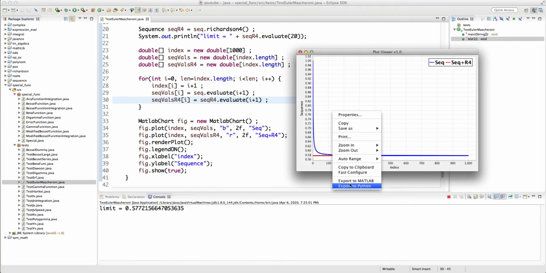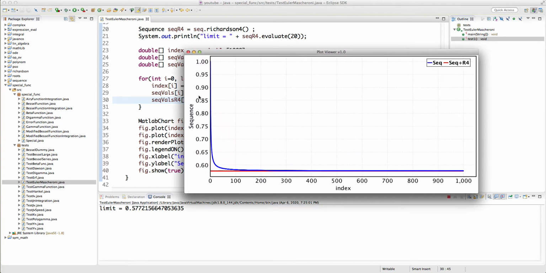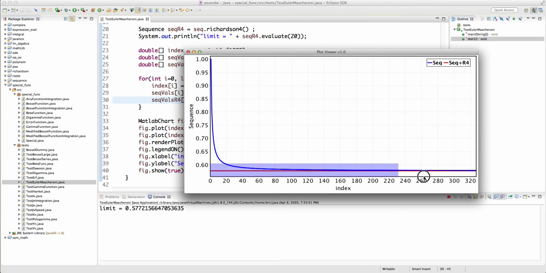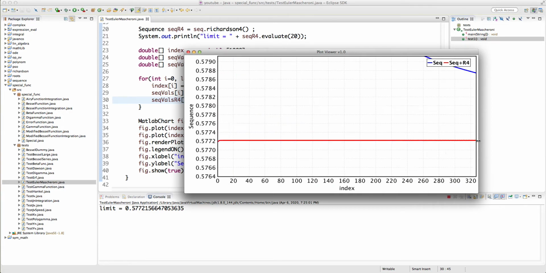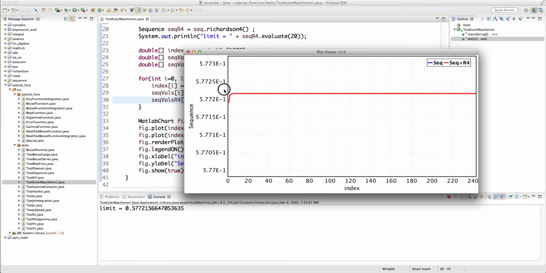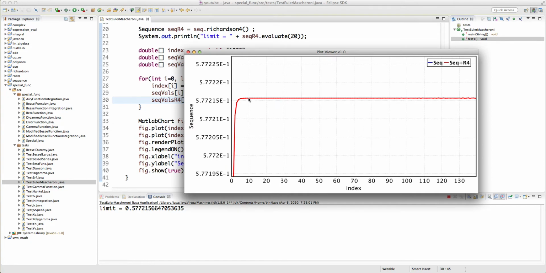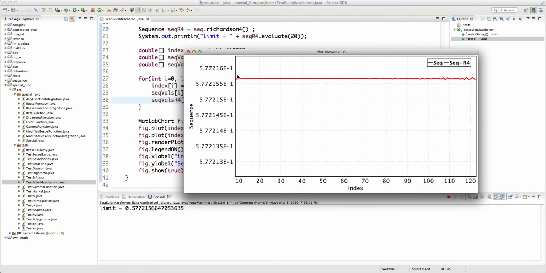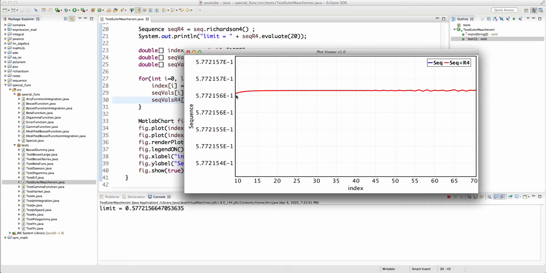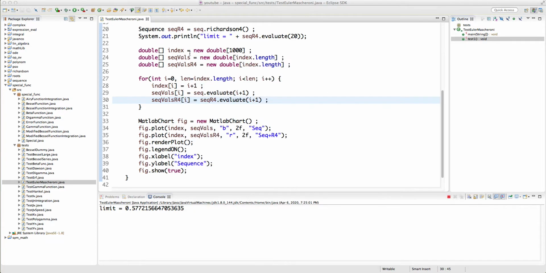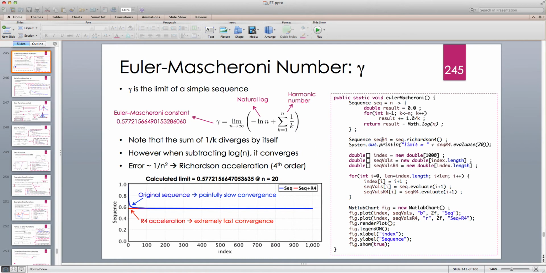All right. I mean, it's very obvious what's going on, right? Beautiful, this convergence is so good, right? After 10 terms, we're pretty much there. You cannot argue that after 10 terms, we have extremely good accuracy. So this makes finding the limit of a relatively painfully slow convergence very easy, all right?